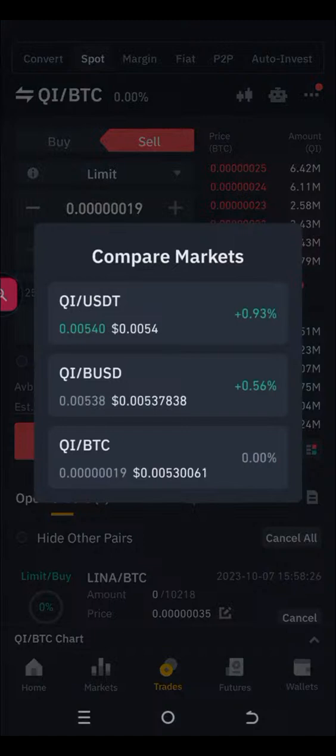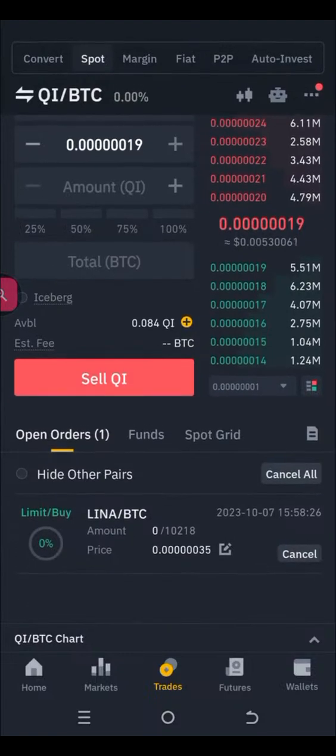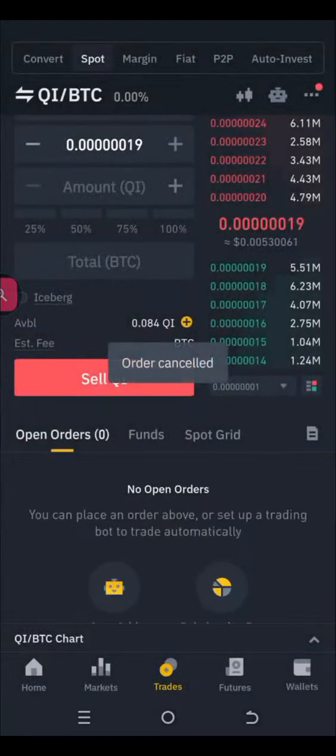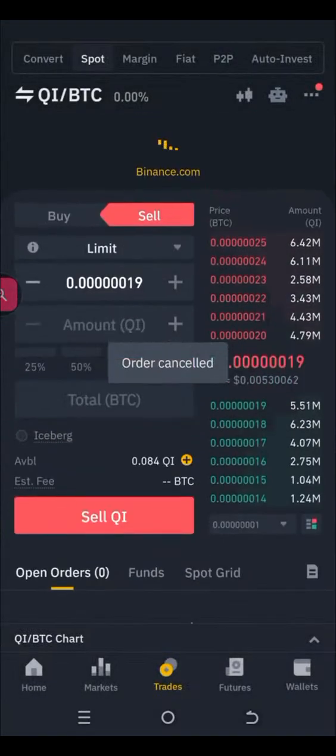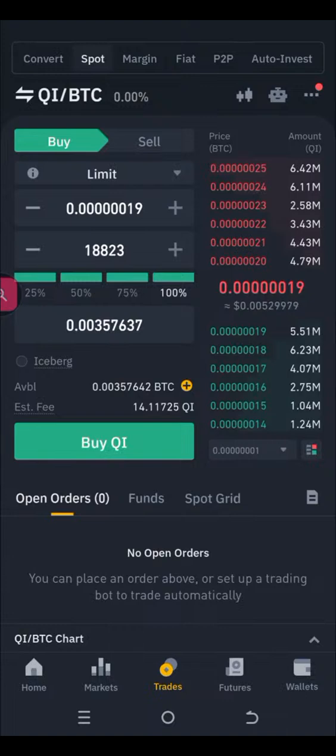So if I try to, this is QI BTC. So what will I have left? Let's just cancel it and see what it will give us. If it's not going to be favorable, we'll just go back to Lena BTC. So let me just cancel at this point. Okay, so we'll do a quick simulation and see what we can get here. Let's buy and let's see how much we can get. So this is what we have, 357637. So what we're gonna get is this amount.